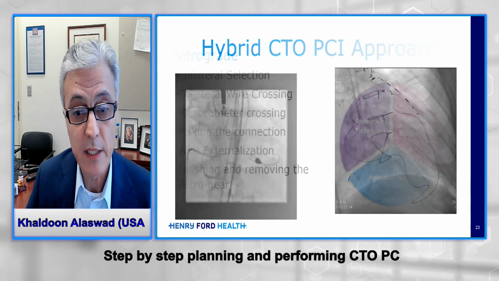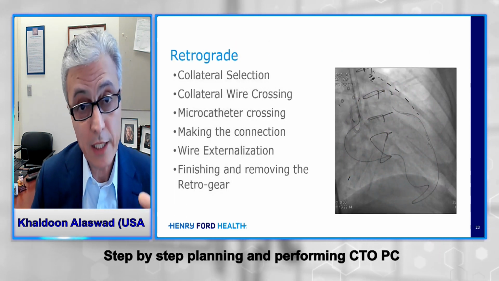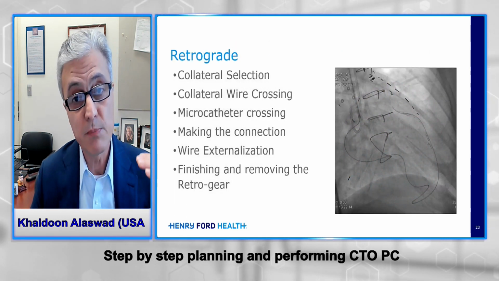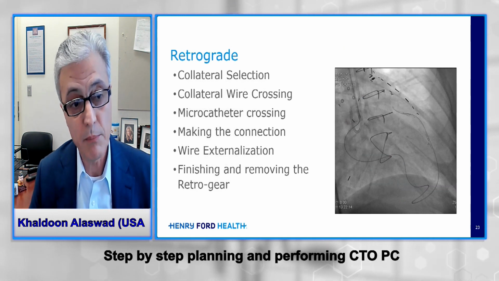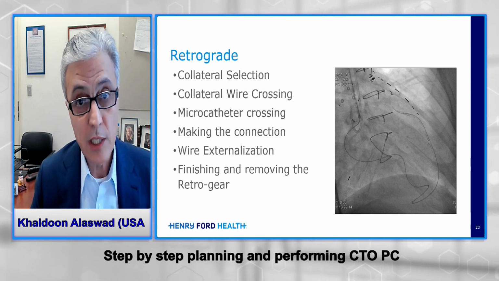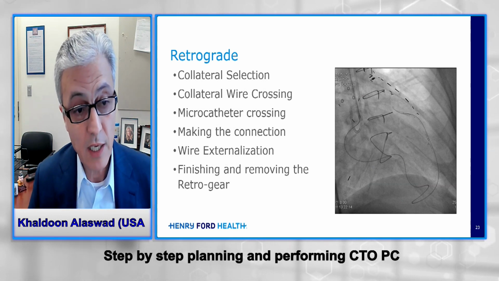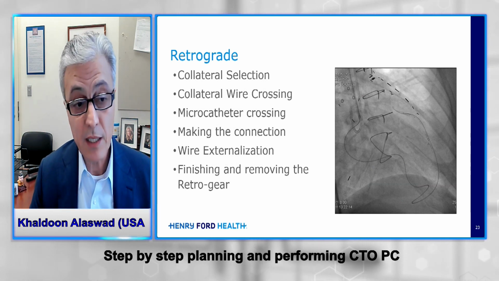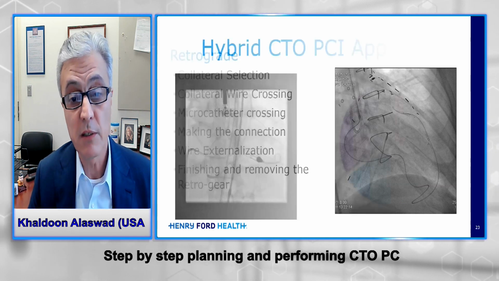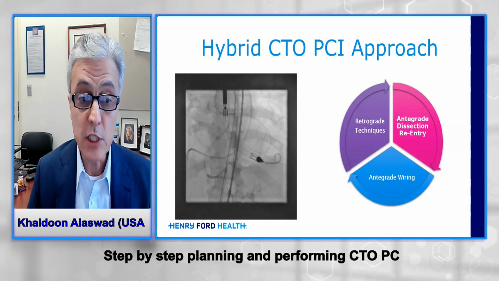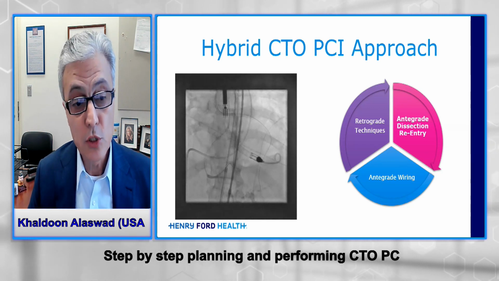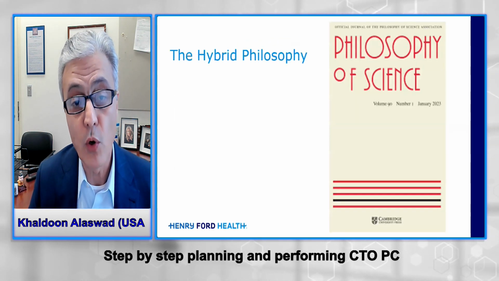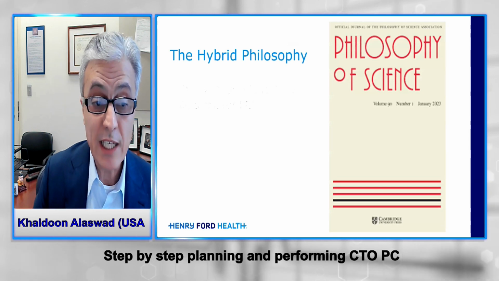The retrograde, there are actually longer steps. You actually spend 1 hour extra every time you go retrograde. You increase the procedure time by 1 hour. You have to select your collaterals crossing, microcatheter crossing, making the connection, wire externalization, and finishing. So in general, these skills, you should kind of symbiotically put them together to solve the issue, and you move forward with the procedure.